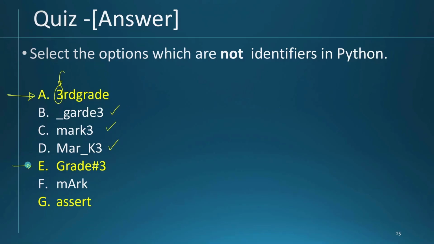Now why is option E not a valid identifier? Because we used a special character, hash, which is not allowed. The only special character allowed is underscore. And you can see the last option, G. Why is it not an identifier? You can see it is starting with a character. It doesn't have any special characters inside it, so everything is proper. So what is the problem with assert? The problem is that assert is a keyword, and we have a rule saying that a keyword cannot be used as an identifier. So even assert cannot be an identifier.